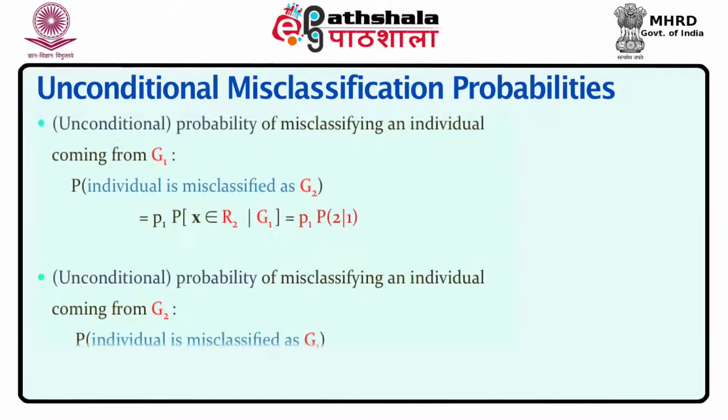And the first part is P1 and the second part, as we have seen before, is the conditional probability of x belonging to R2 given G1, which is P(2|1). So it's P1 times P(2|1). Similarly, the unconditional probability of misclassifying an individual coming from G2 is P2 times P(1|2).